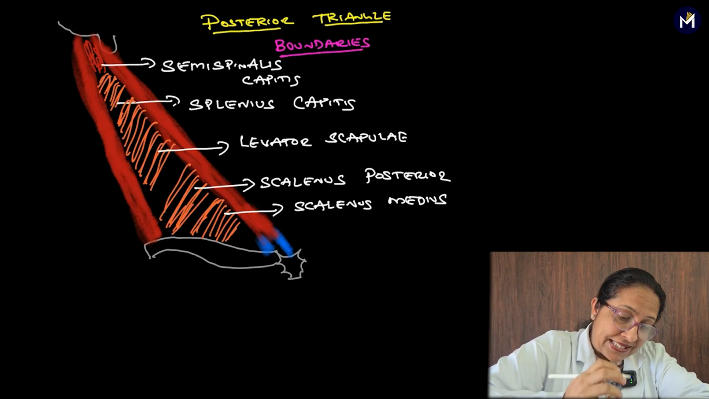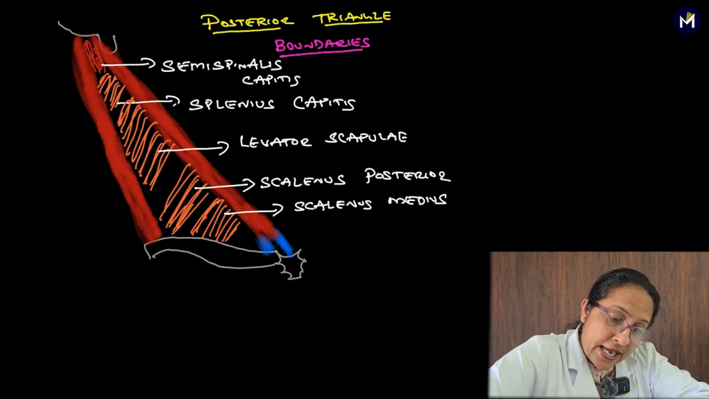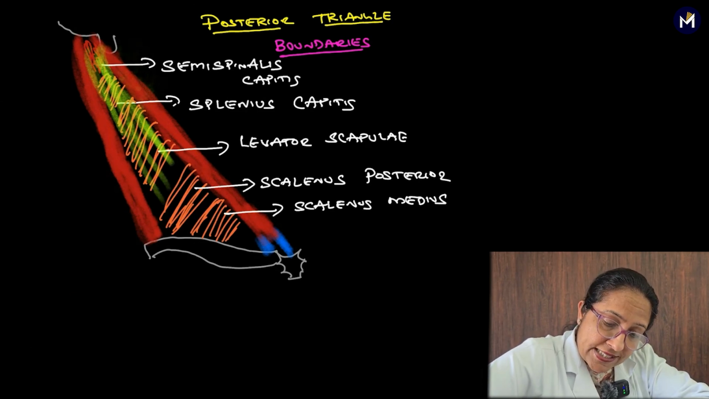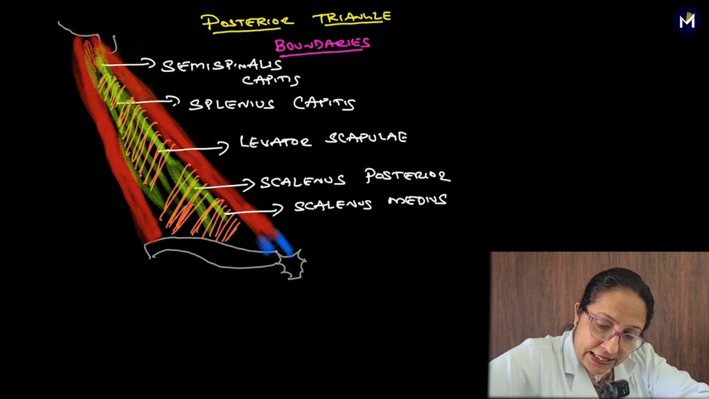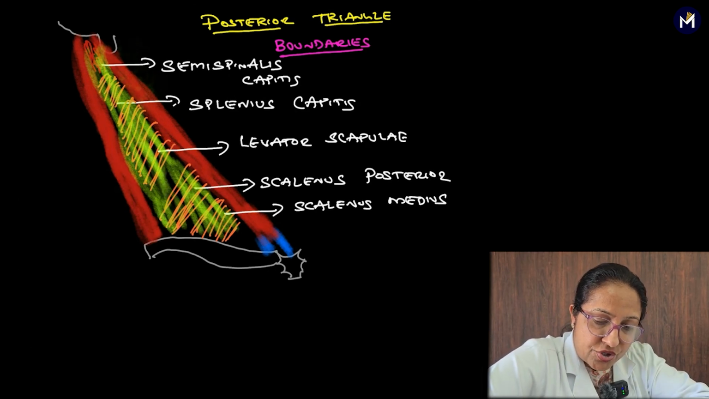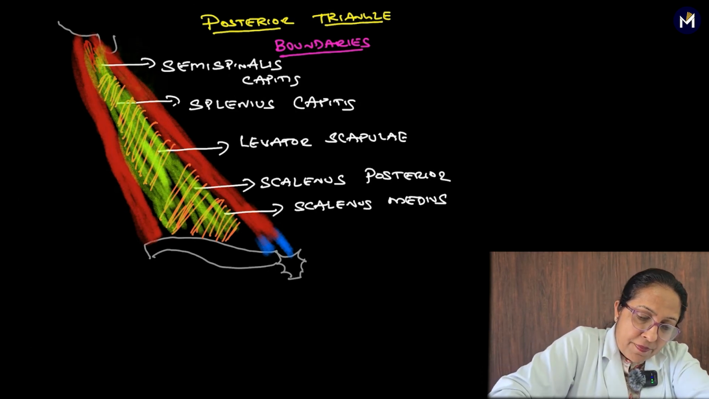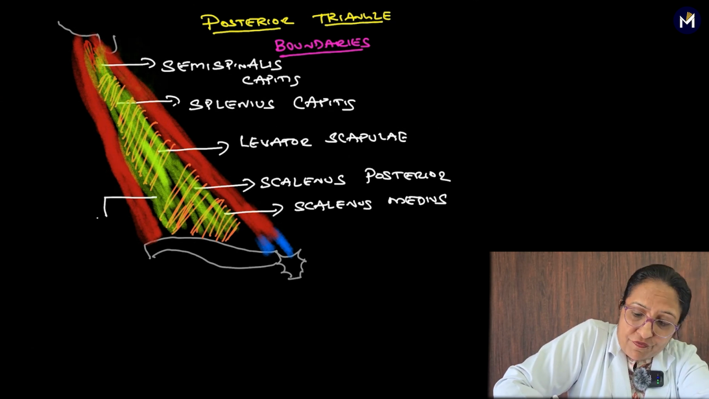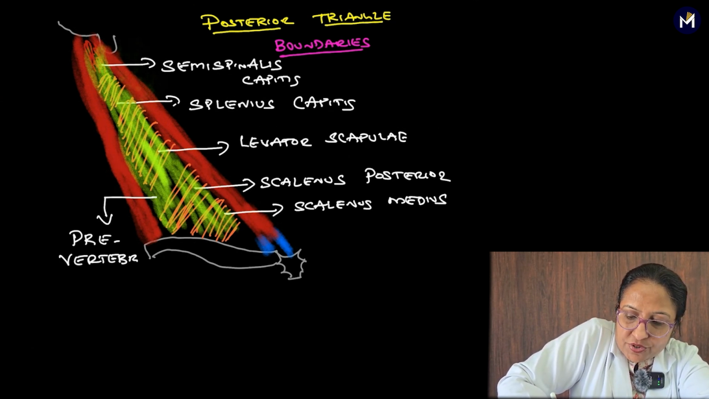Now, these muscles are also covered by prevertebral fascia. This concept is important for clinical correlation. So, the muscles, that is the floor of the posterior triangle, are covered by prevertebral fascia. So these are the boundaries of the posterior triangle. In the next video, we will learn the division and contents of the posterior triangle.